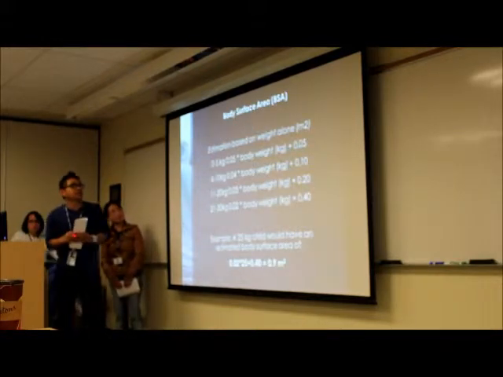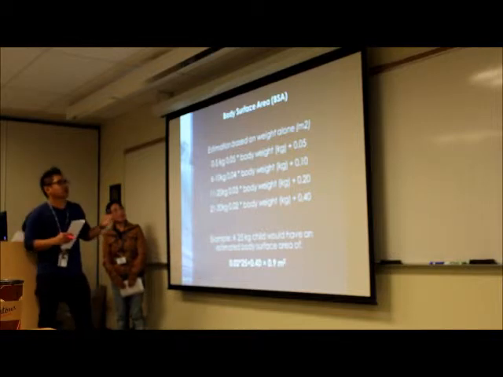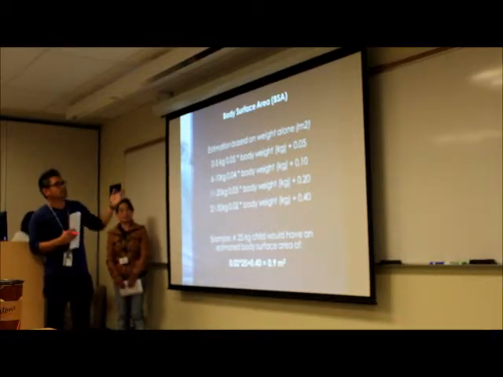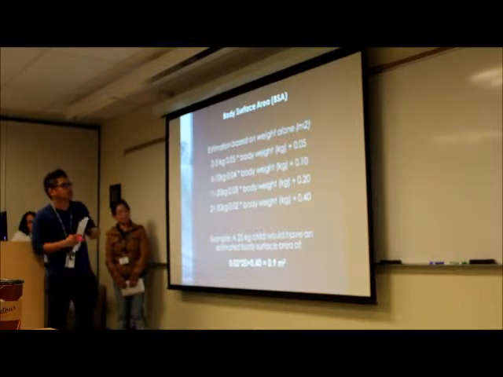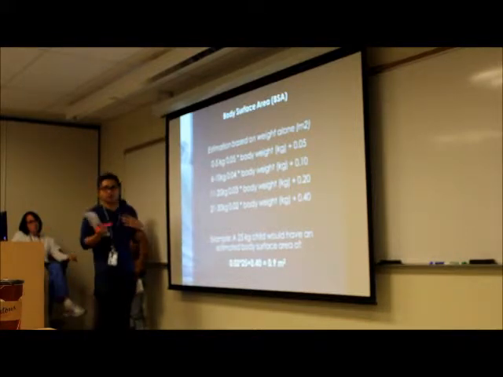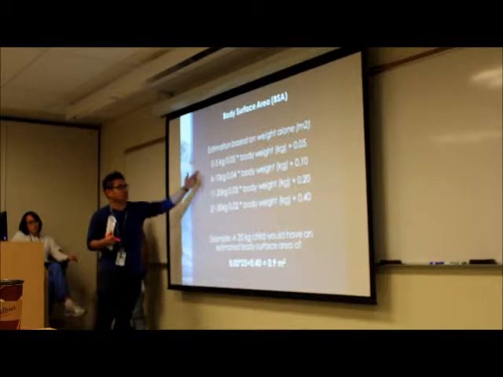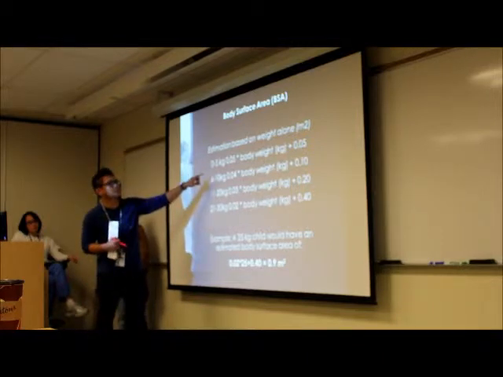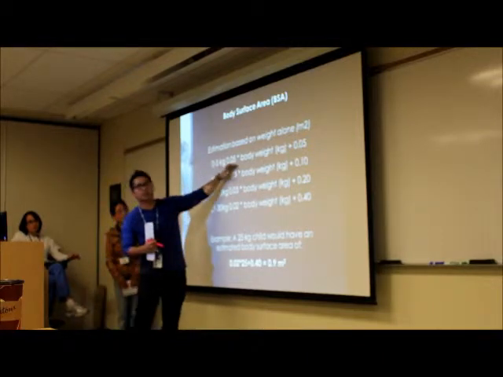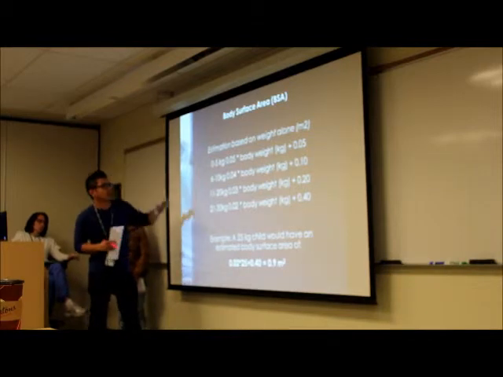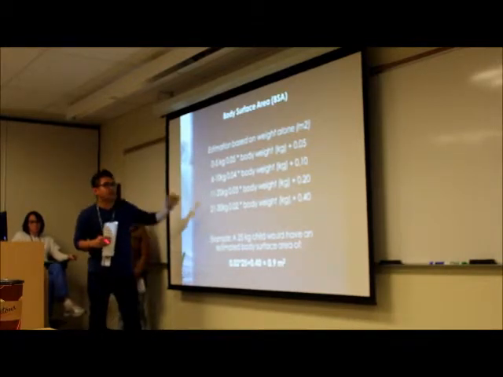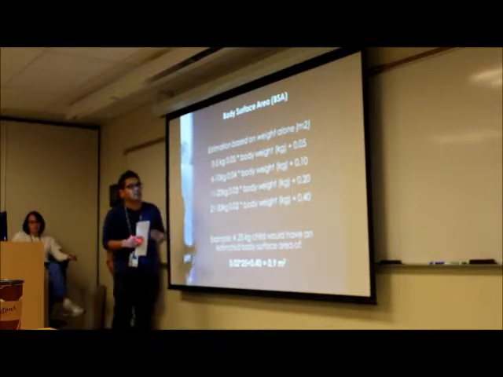This is an example for the body surface area. This is an estimation based on weight alone. Mostly the example is from 0 to 30 kilograms, so it's more focused on kids or pediatric patients. If you have 0 to 5 kilograms, there is a specific formula that you're going to use. Then 6 to 10, 11 to 20, and 21 to 30 have their specific values and formulas.